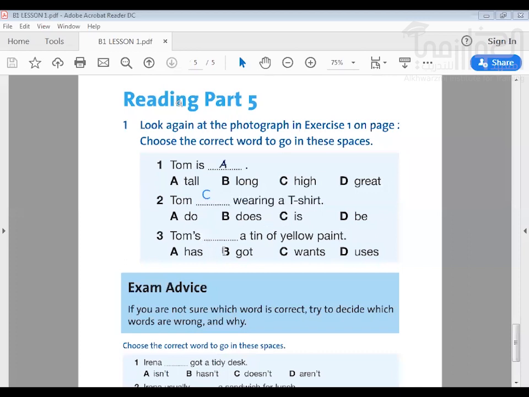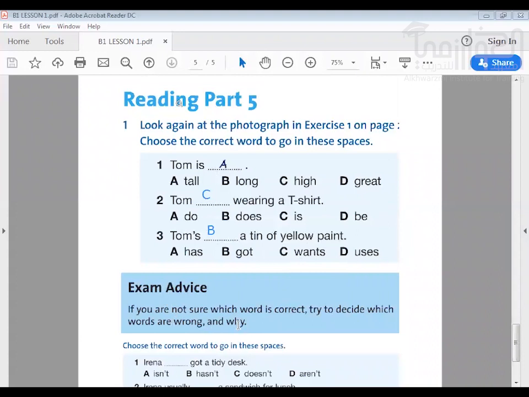And then 3, Tom has a tin of yellow paint. What should be the correct answer here? Yes. So the correct answer should be what? B. So the correct answer is B. And then we have exam advice here.